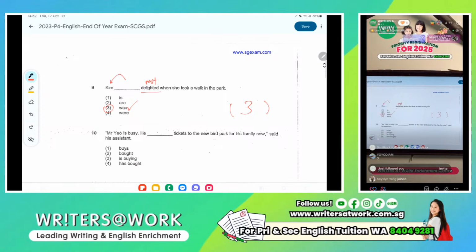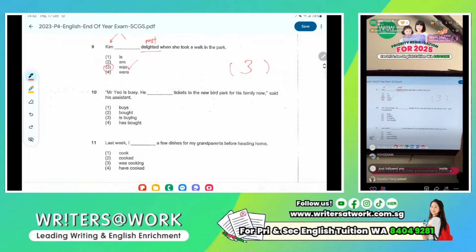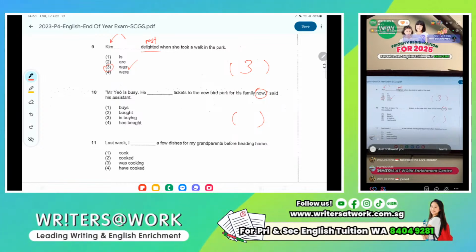Question number 10. Mr. Yo is busy. He blanked tickets to the new bird park for his family now. We see this word now. When we see now, it is continuous. So what would it be when it's continuous? Yes, he is buying. Present continuous, right now. He is currently doing this action, which is why it is buying.